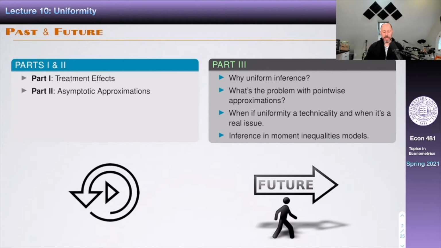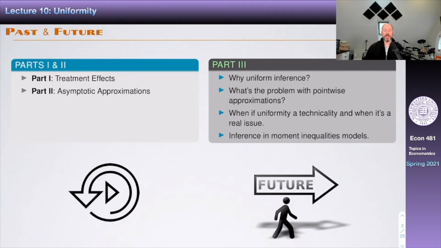is that so far we covered two parts in this class. The first one was about treatment effects. The second one was about asymptotic approximations. And this third one is going to have 5 lectures. The first 3 are going to be somehow related to some of the stuff we discussed in asymptotic approximations. I mean, we're going to be doing asymptotics, and some of the tricks are going to be the same. And then the last 2 are going to be about inference in moment inequality models.